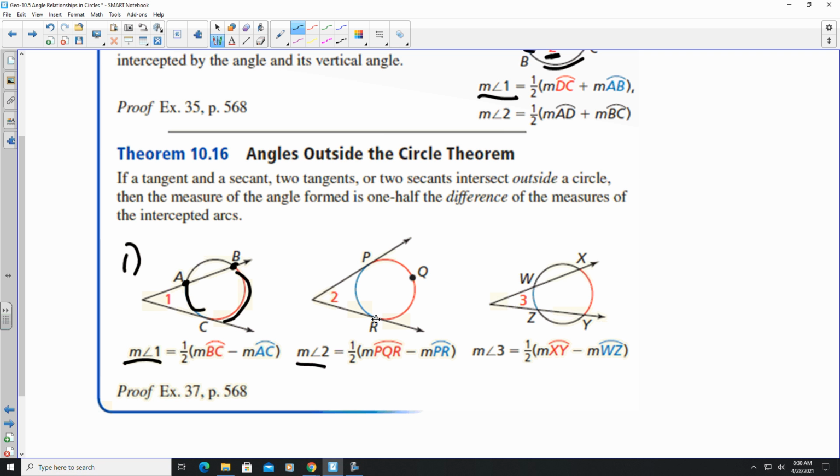When we look at two tangents, it's still the same idea. You're still taking the arc measure here subtracted by the arc measure there, and the same thing goes for the other case. So it really has no variance on where the line is located with respect to tangent or intersecting the circle. It's still going to be half of the difference of the major arc subtracted by the minor arc.